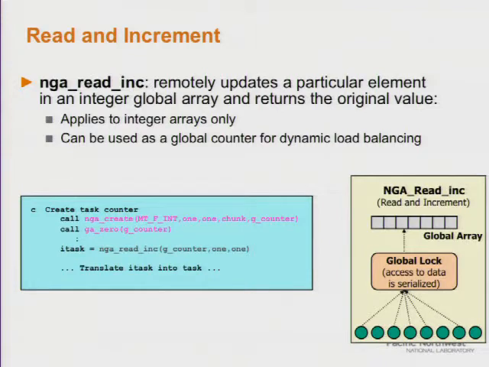So what you can do is create a global counter using this read increment function that basically allows any process to access this counter. It'll get returned an integer. Each integer will only be read by any one process, and all integers will be read at least once.